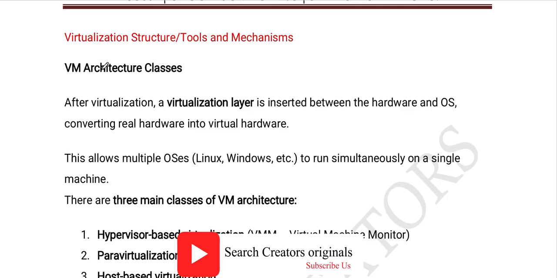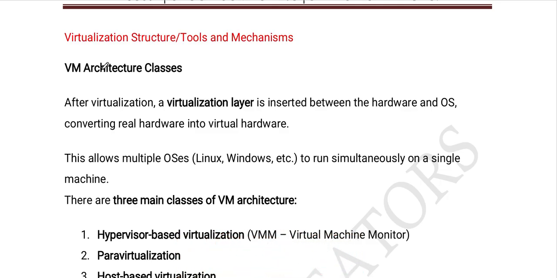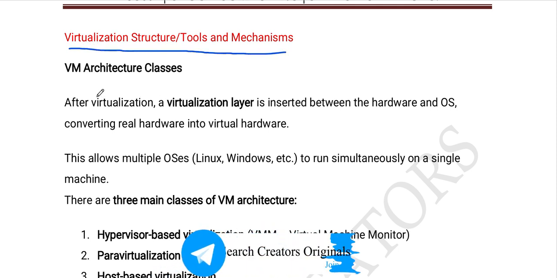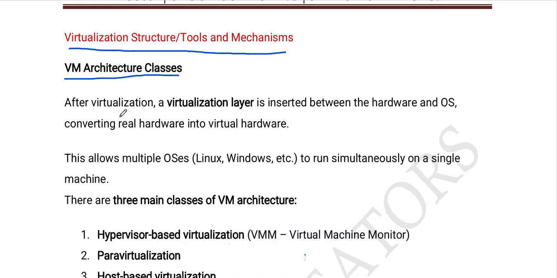In this video, we are going to look at the next topic in Module 2, which is Virtualization Structure, Tools and Mechanisms. In this topic, first we are going to look at VM architecture classes.